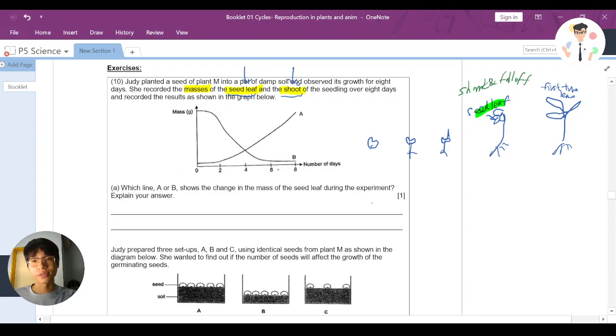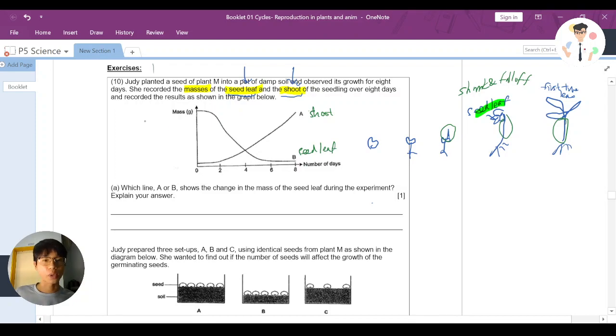And you actually can observe the shoot, sorry. The shoot is actually growing, growing, and growing. So we actually can identify line A is actually the shoot, and line B is actually the seed leaf.